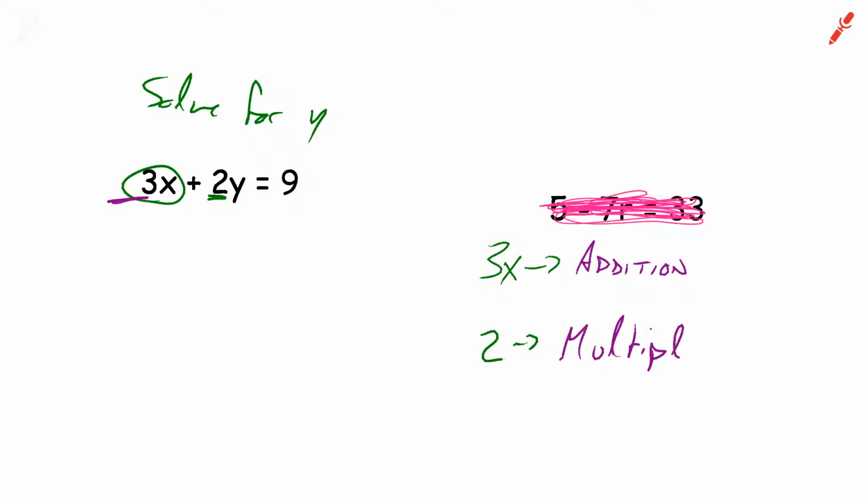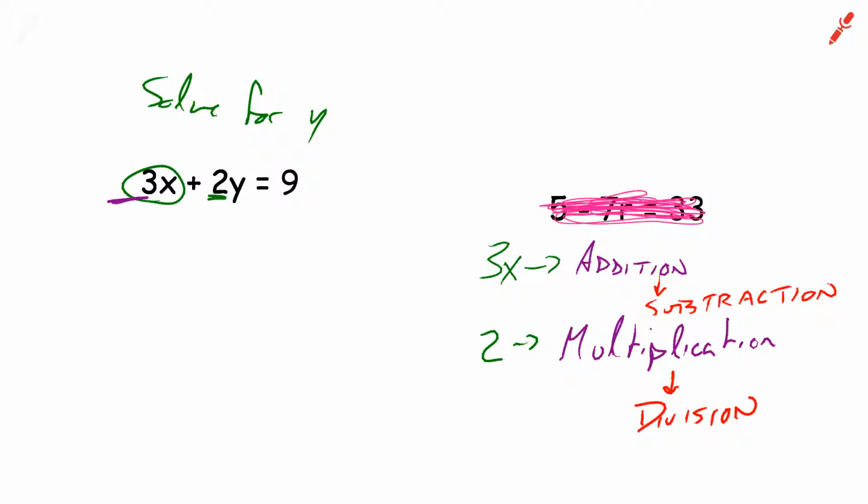So now that I know what's going on, I have to figure out how to undo it. From addition, the opposite of addition is subtraction. And the opposite of multiplication is division. Please remember, in math, we call opposites inverse operations. That's always a good thing. Now, I can either start by dividing everything by 2, or I can start by subtracting 3x from both sides.